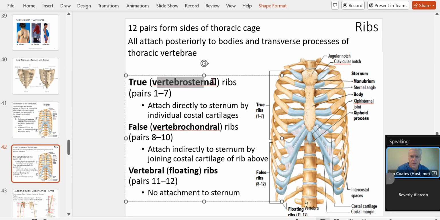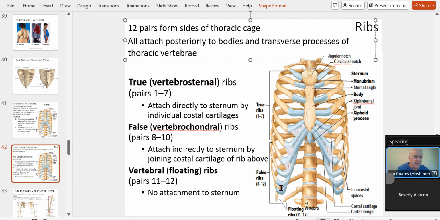Okay, so you've got your true ribs here, 1 to 7, attached directly to the sternum. False ribs attach indirectly to the sternum by joining the costal cartilage of the rib above. And there is no attachment to the sternum at all for the floating ribs. So next time you're watching a Hollywood movie like The Mummy, know that it is a bunch of crap, because this is costal cartilage, and cartilage is kind of organic, and once we die, the cartilage gets eaten.